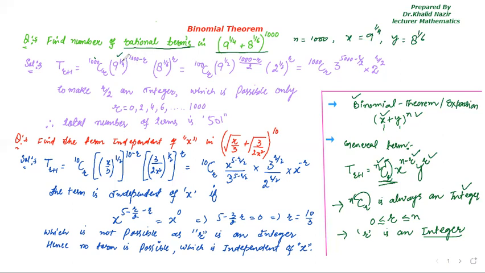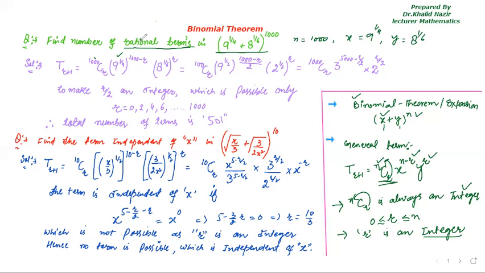So 9^(1/4) can be written as 3^(1/2), that is, 9 raised to the power 1/4 becomes 3 raised to 1/2 with (1000 - r). Now 8 can be represented as 2^3, so this is 2 raised to 1/2 raised to r. So this is 1000Cr, 3 raised to the power (1000 - r)/2 and 2 raised to r/2.